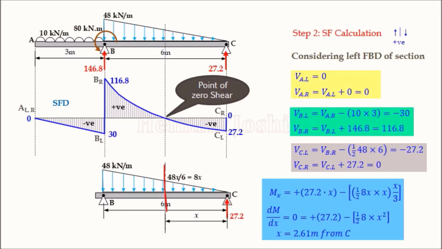Now as we know, when shear force is 0, dM by dx is equal to 0. Equating this, we get the distance x at which the shear force is 0. We get the distance 2.61 meter from C, and I am showing that distance here. This is the distance we get. This way we complete our shear force diagram.